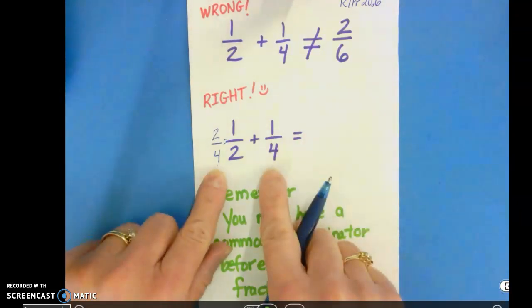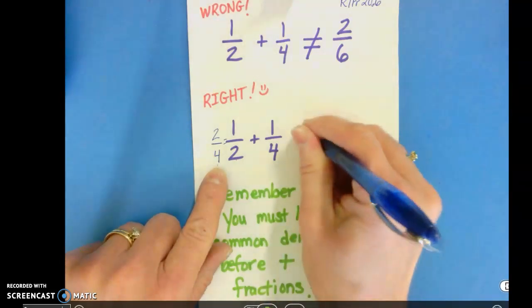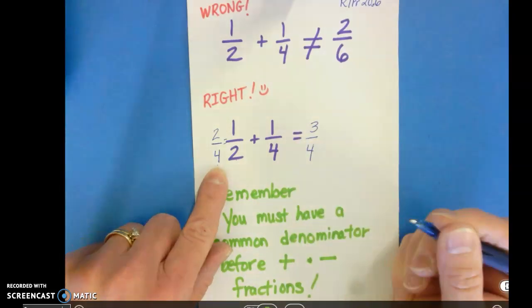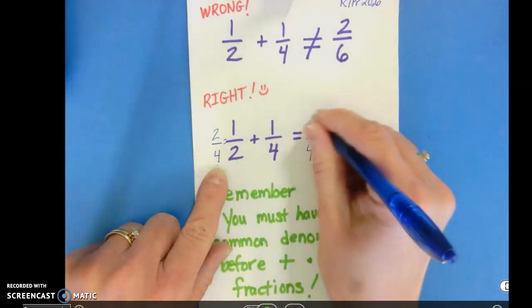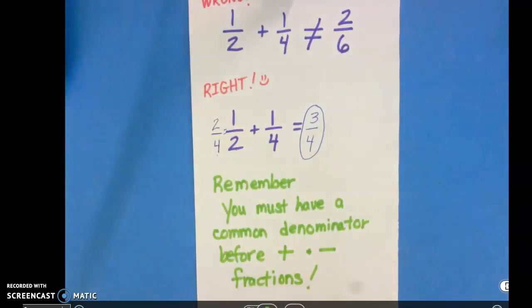Now I'm going to add the pieces that have the common denominator. 2 pieces of yellow plus 1 piece of yellow on my model was 3 pieces of yellow, known as 3/4. That's in simplest form, my final answer. So remember, you must have a common denominator before adding and subtracting fractions. So let's take a look at several examples. The first one we already did, all right?